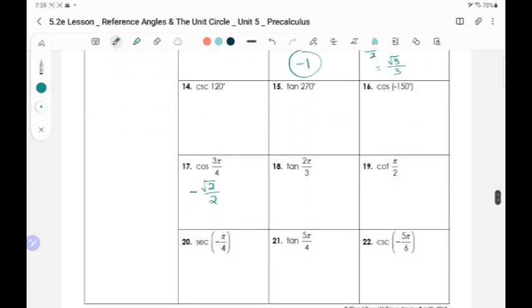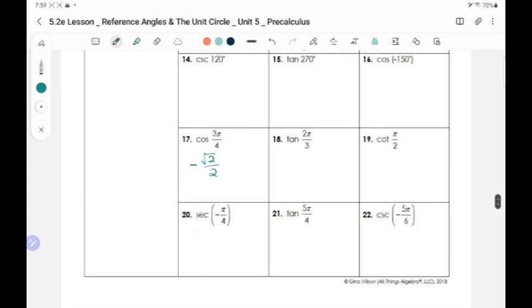And since I am doing secant, that is the opposite of cosine, so it's going to be 1 over x. And so this is the 4th quadrant, so I know it's going to be positive. And so it's 2 over square root of 2, which means I then need to multiply out and get just square root of 2. Right?